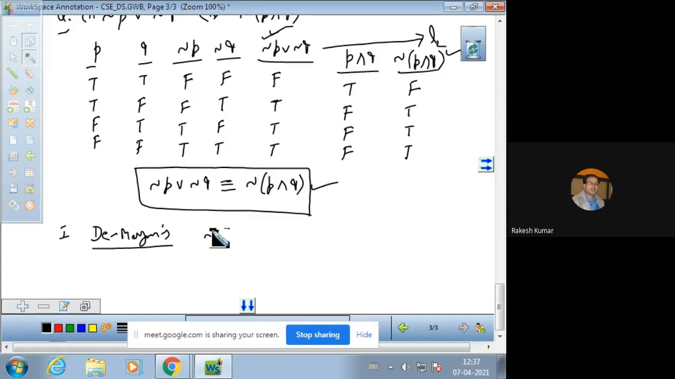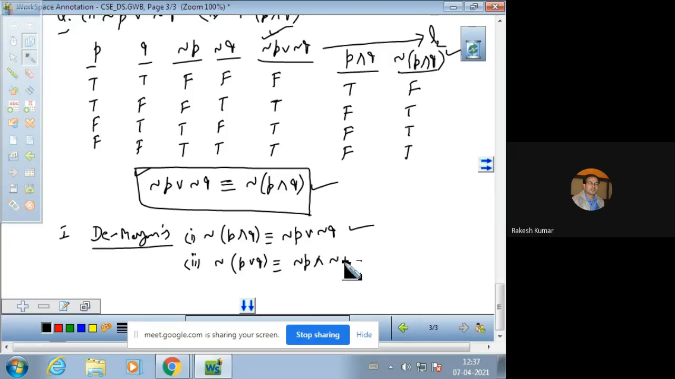De Morgan's law in proposition calculus is like this: negative of P conjunction Q is equivalent to negative P disjunction negative Q. This is the same one. So this is the first De Morgan law. The second part of De Morgan law is negative of P disjunction Q is equivalent to negative P conjunction negative Q. On the same pattern of this question, you can verify this second part also. So you must be able to verify these laws, De Morgan's law.